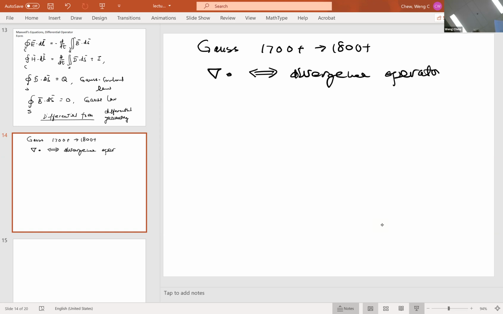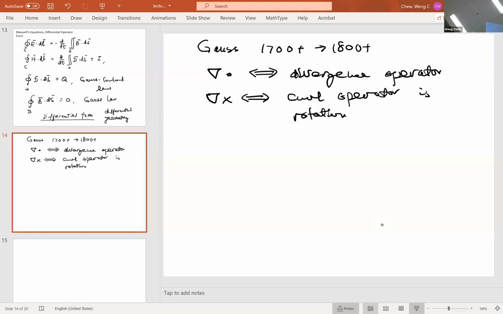This is called the divergence operator. And then I will derive for you what the curl operator is. Sometimes this is called a rotation operator.